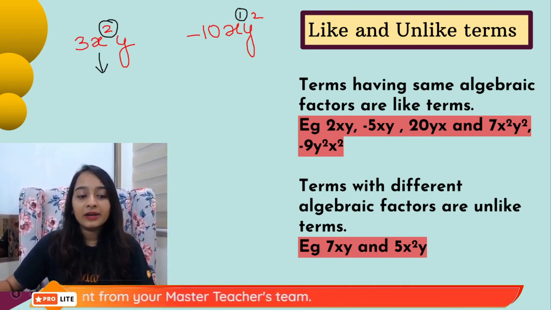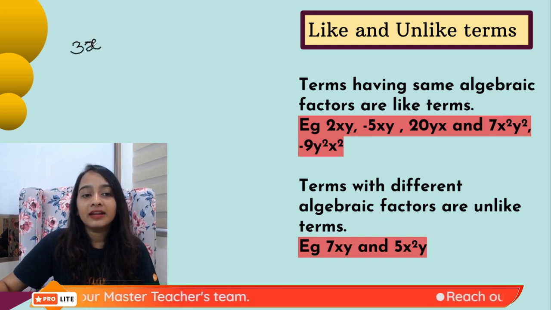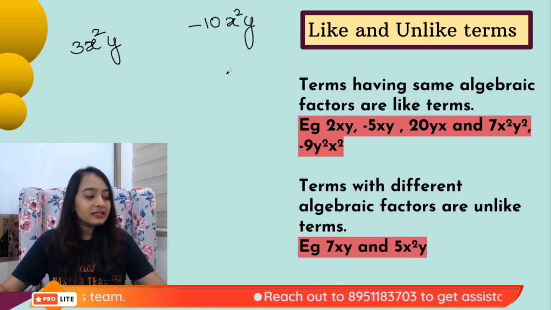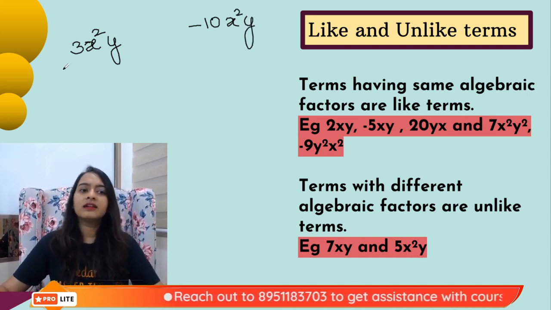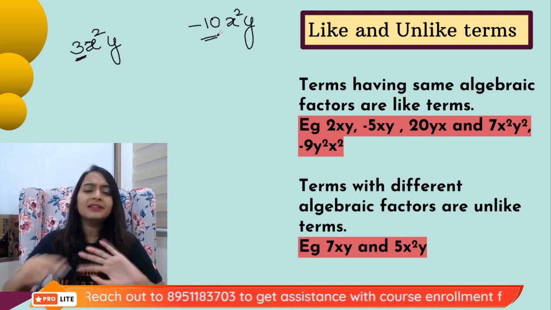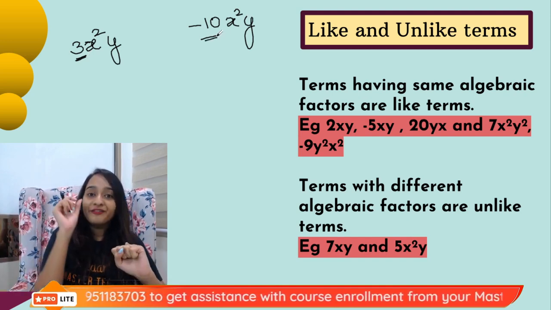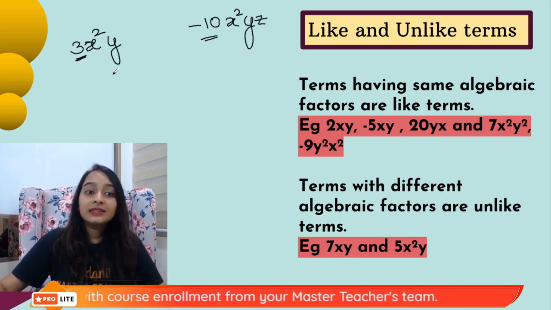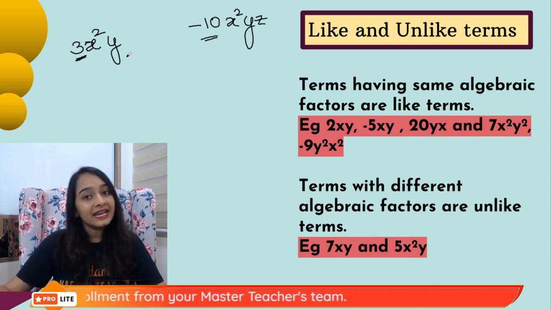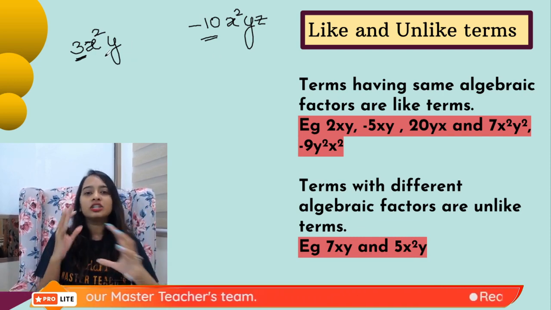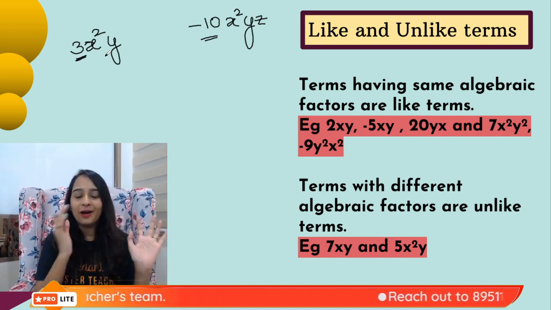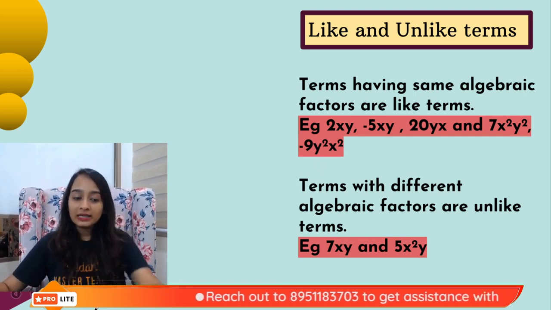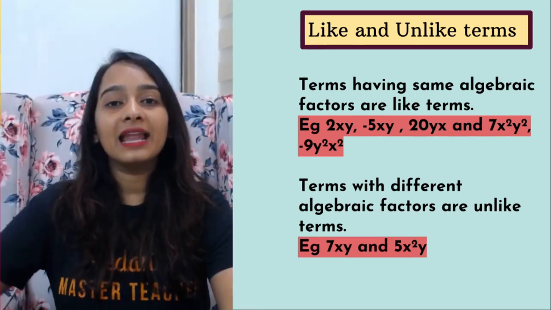If you want to write down like terms, the variables should have the same power. It does not matter what the constant is, guys. Here the constant is 3, here the constant is minus 10. Really does not matter. What matters? The variables and the powers of the variable. Suppose I put another z here. Now, they are again unlike terms, because here there is no z. They should look the same. They should look like twins apart from the constant, the coefficient. Okay? So, such terms are called like terms. If they don't look alike, they are called unlike terms.